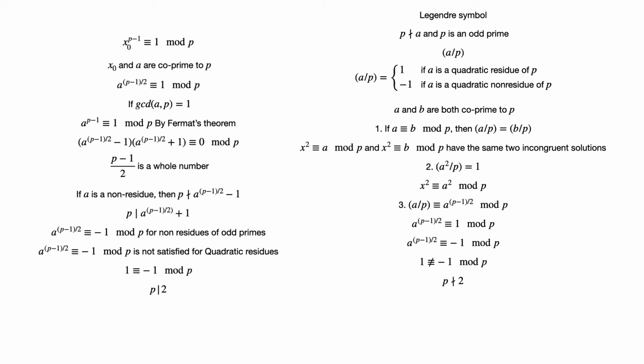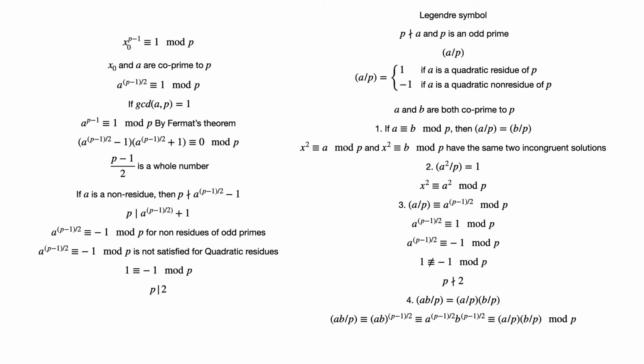4. (ab/p) equals (a/p) into (b/p). We now resort to statement 3 to prove statement 4. (ab/p) is congruent to (ab)^((p-1)/2), which is congruent to a^((p-1)/2) into b^((p-1)/2), which is congruent to (a/p) into (b/p) mod p.